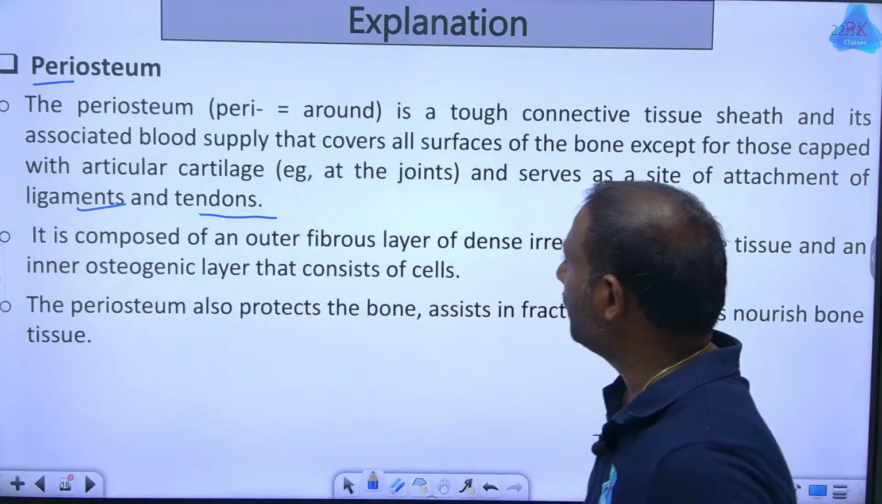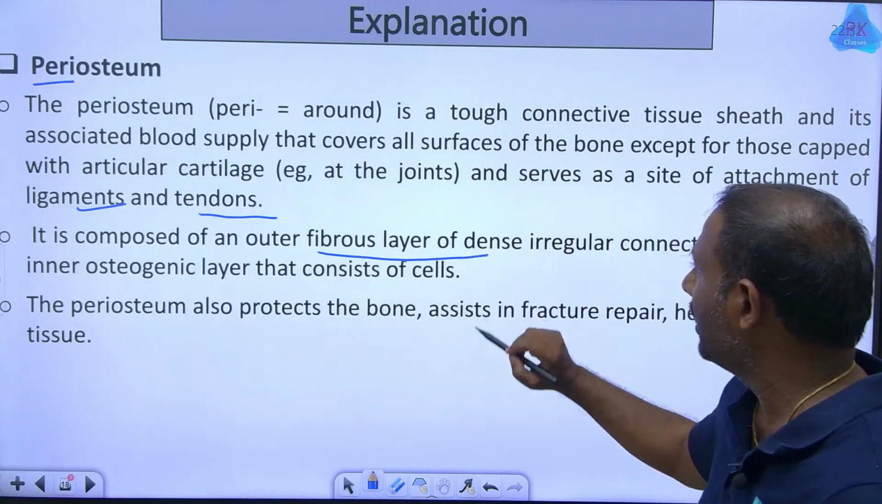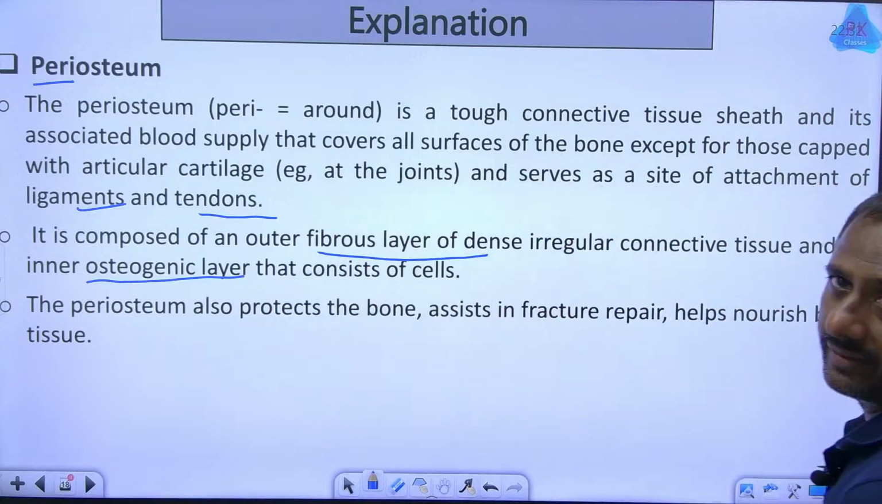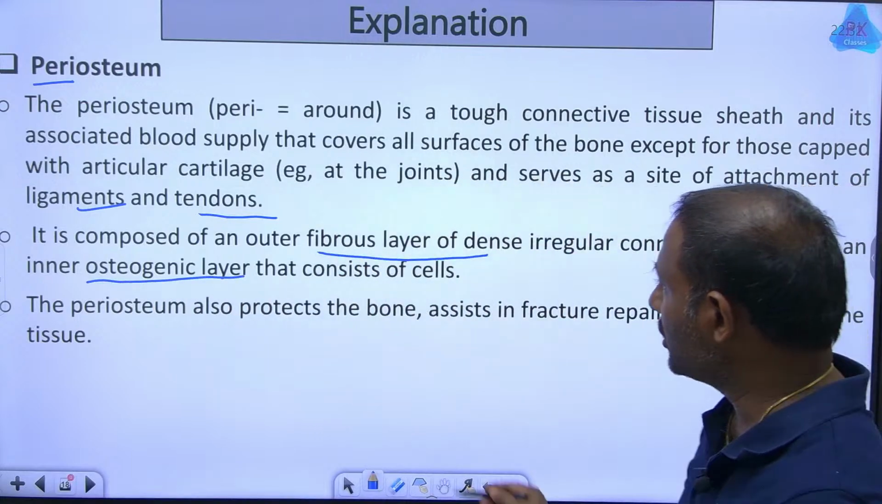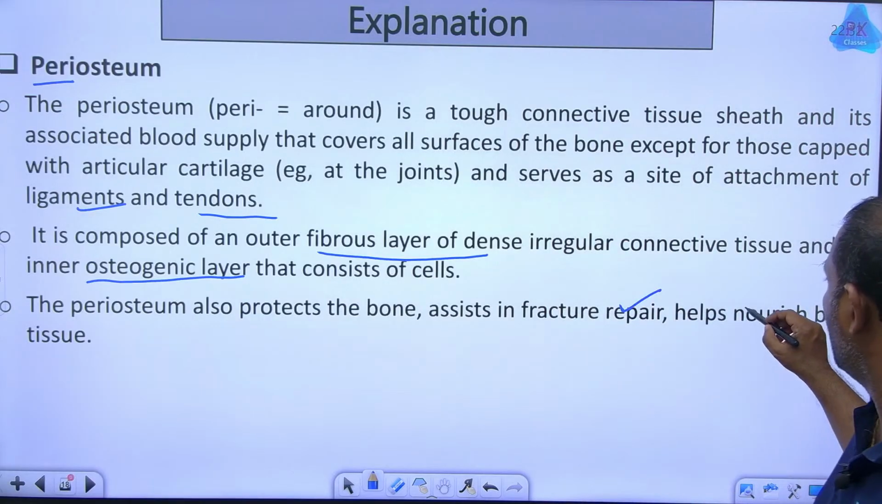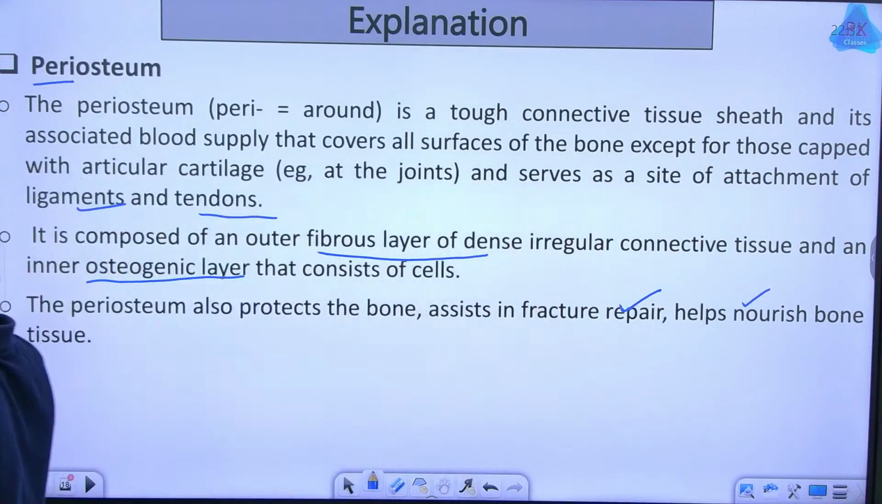The periosteum is composed of दो layers होते हैं. Outer का fibrous layer रहेगा and inner का osteogenic layer रहेगा, which also protects the bone, assists in fracture repair, and also nourishes the bone tissue. All of these are functions of the periosteum. ठीक है?